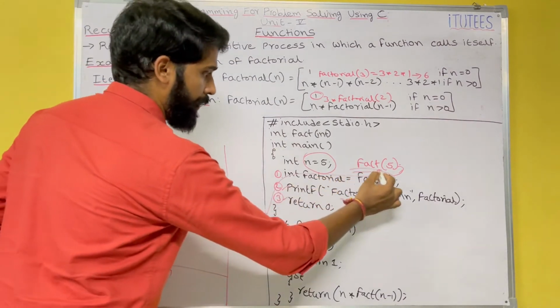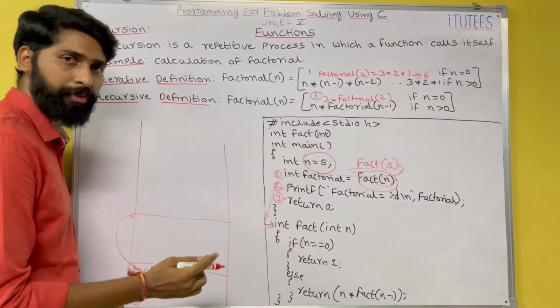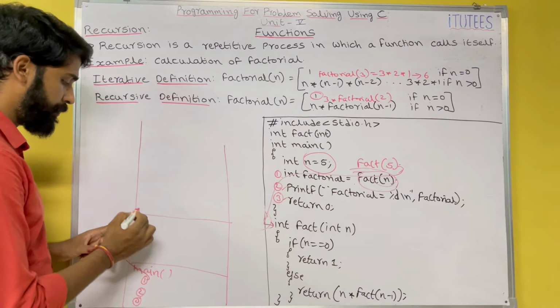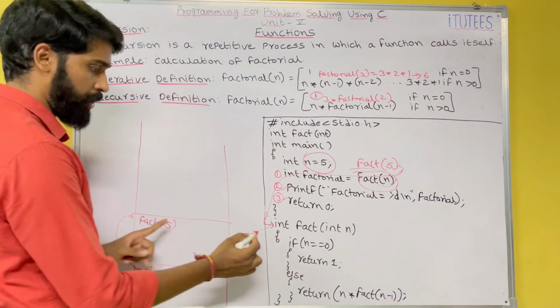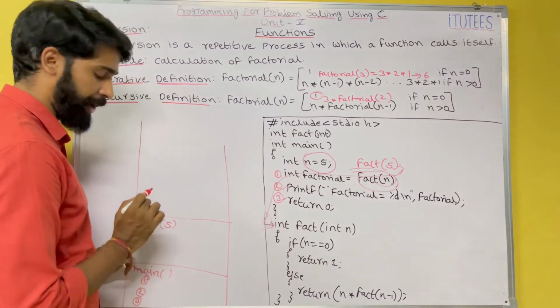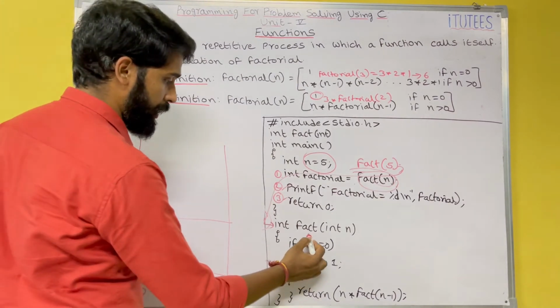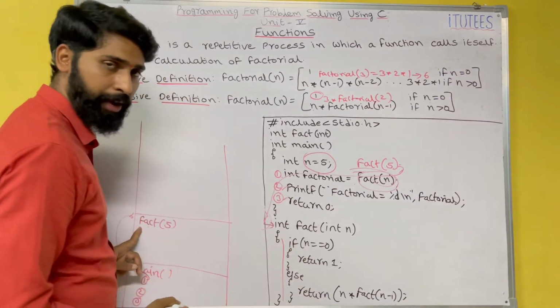Why? We don't know the value of fact of n. So fact of n is a function. So fact of 5. What's the n value? 5. Now the memory is allocated for fact of 5. Now this is the definition for factorial.